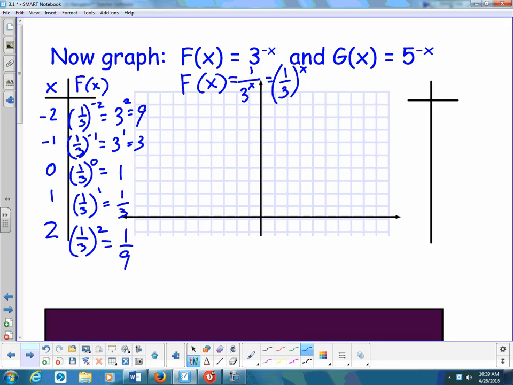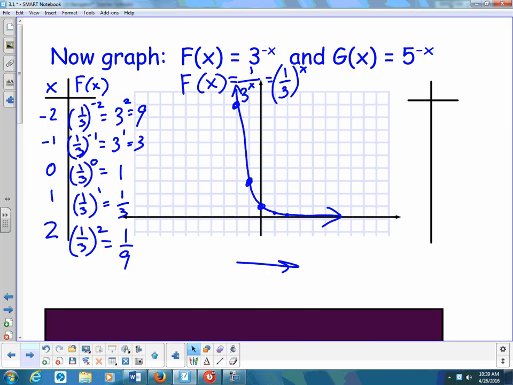So what's happening when we plot these? Negative 2 is up here at 9. Negative 1 is here at 3. 0 is at 1. 1 is down here at 1/3. And 2 is at 1/9. So this time the graph is looking like this. This time it is a decreasing function. As we go from left to right, the graph is falling.